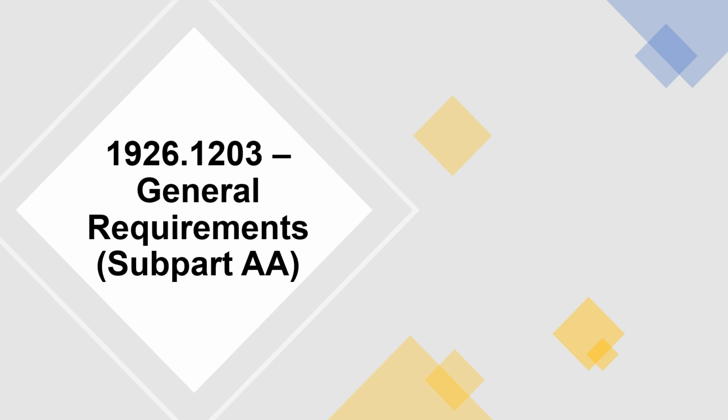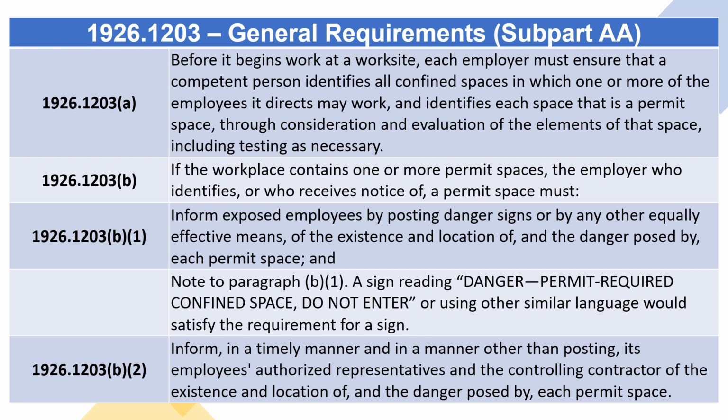1926.1203, General Requirements, to Subpart A. 1926.1203(a). Before it begins work at a worksite, each employer must ensure that a competent person identifies all confined spaces in which one or more of the employees it directs may work, and identifies each space that is a permit space, through consideration and evaluation of the elements of that space, including testing as necessary.